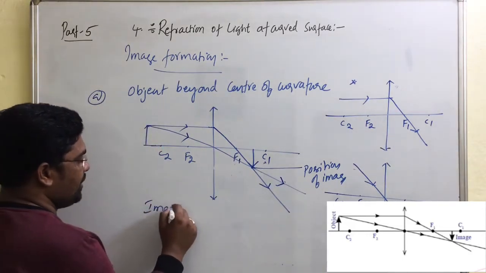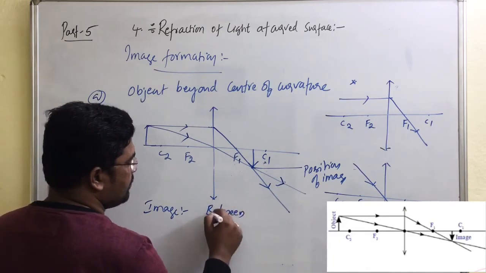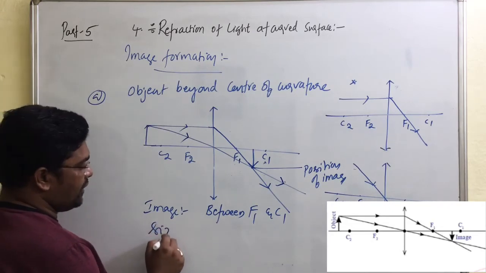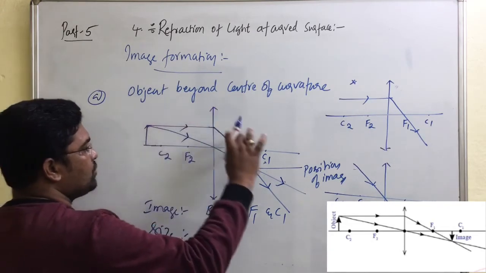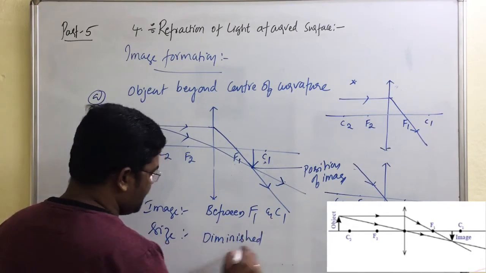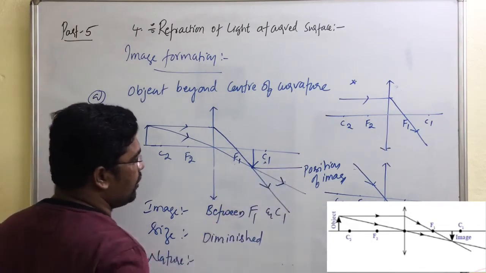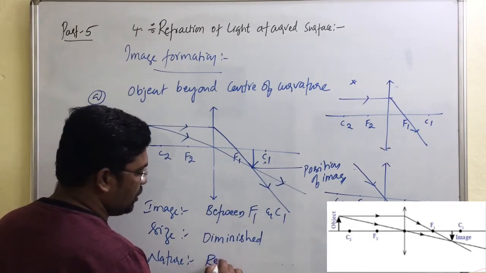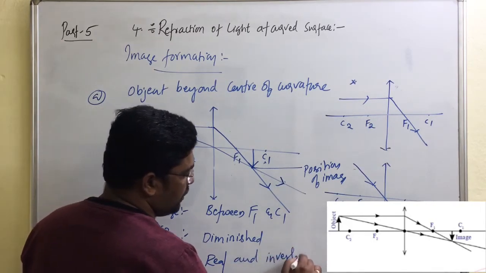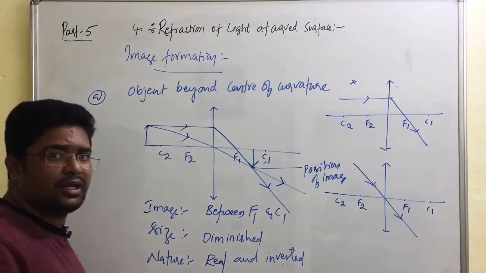So where are we getting our image? We are getting the image between F1 and C1. What is the size? When we compare the size of the object to the image, it is diminished. And the nature: as we got the image due to intersecting of light rays, the nature of our image is real and inverted. So when the object is beyond the center of curvature, we get the image between F1 and C1. Is it clear for everyone?